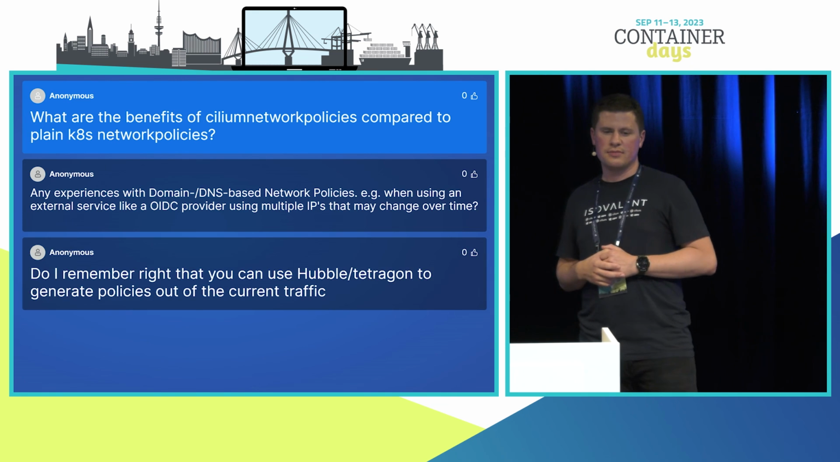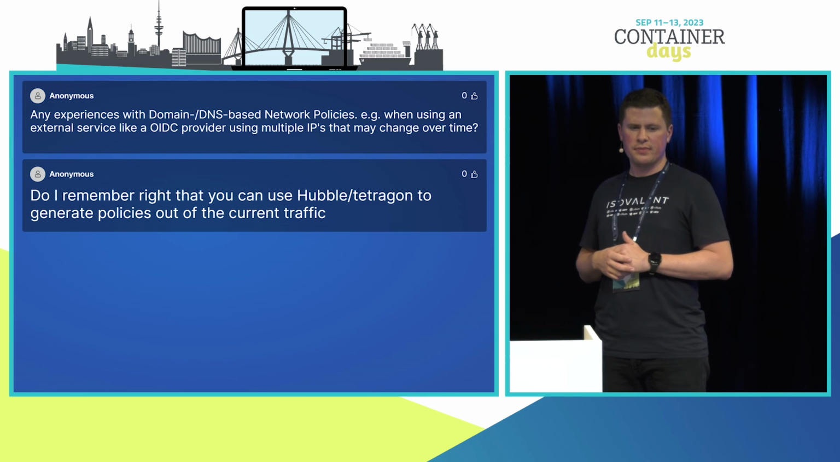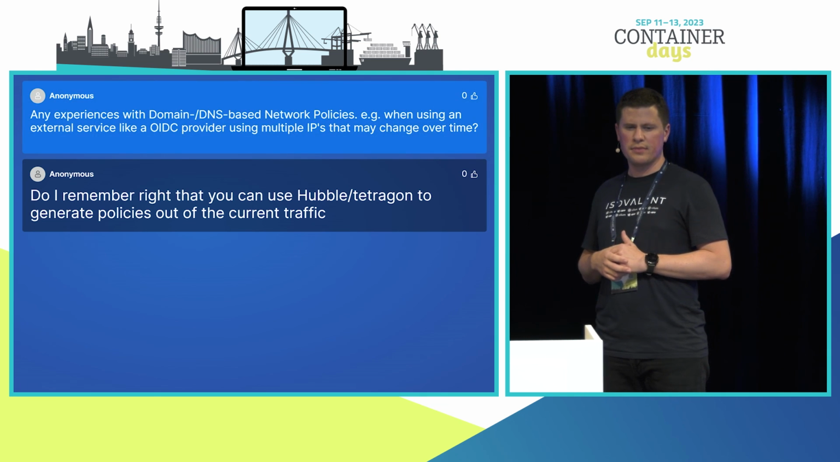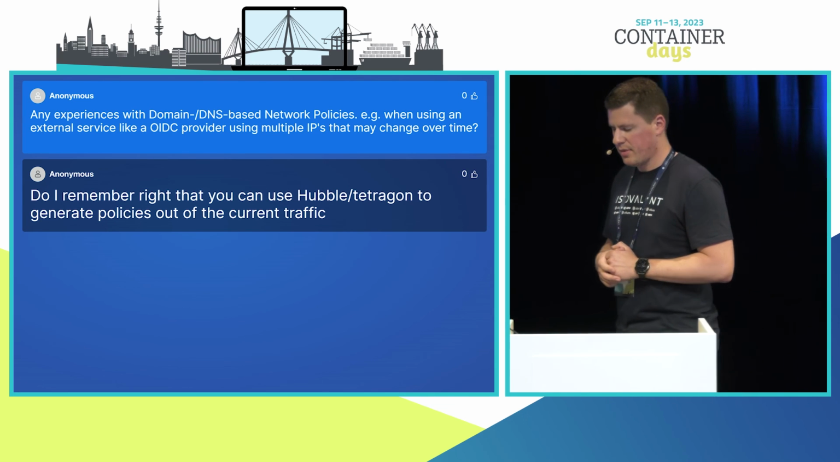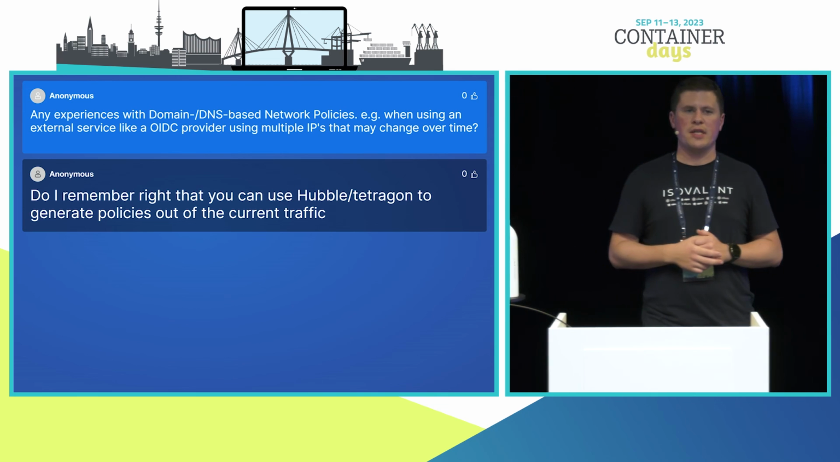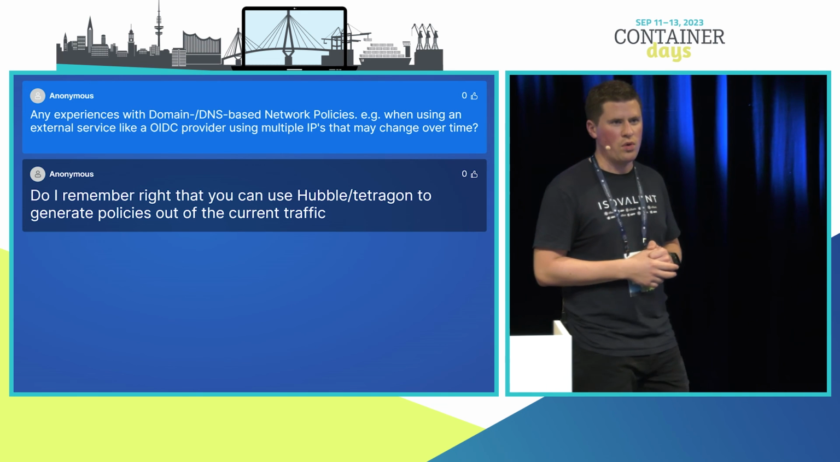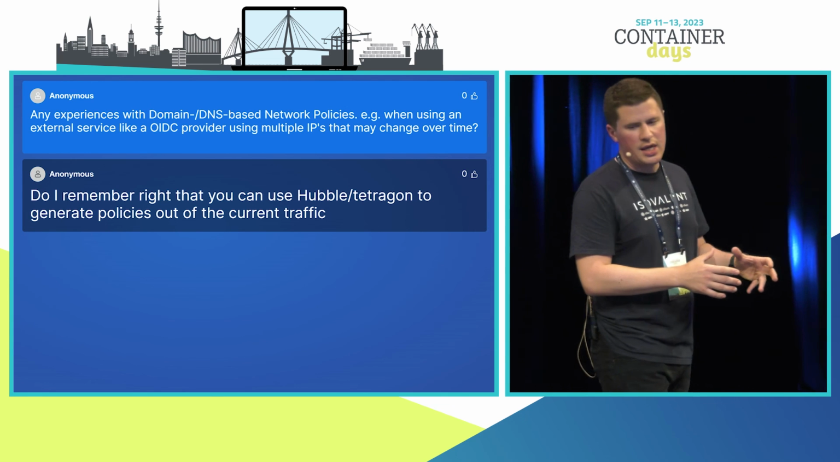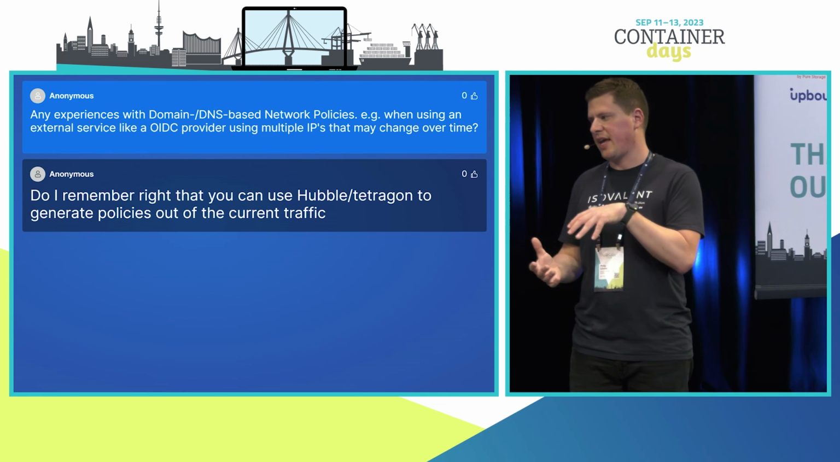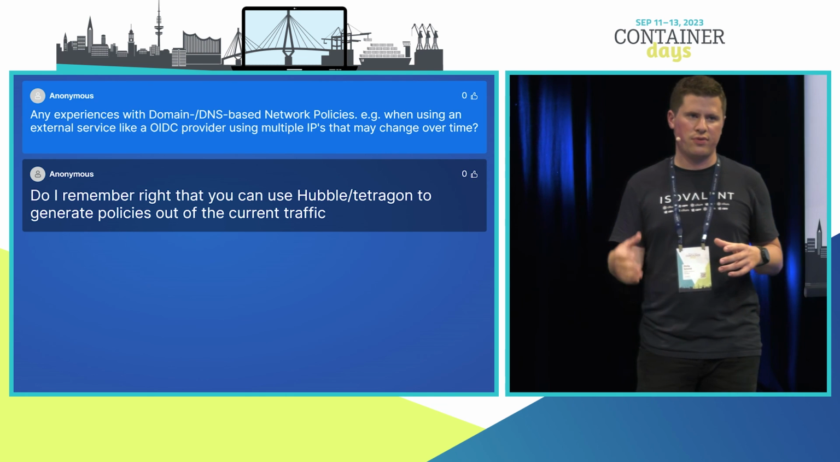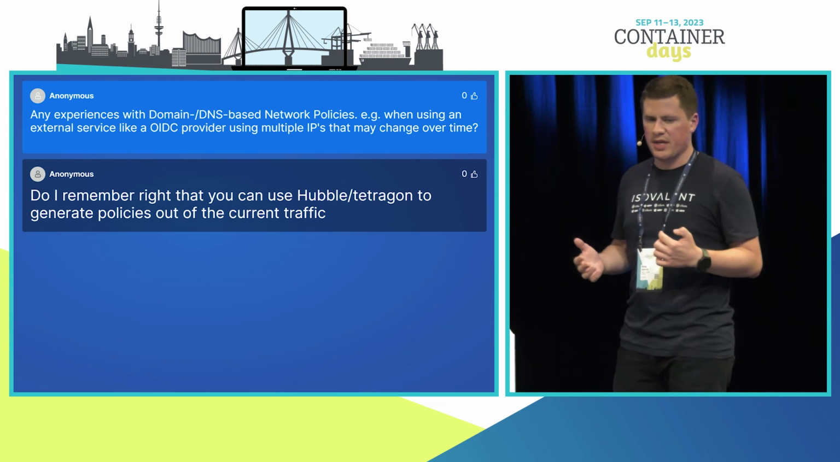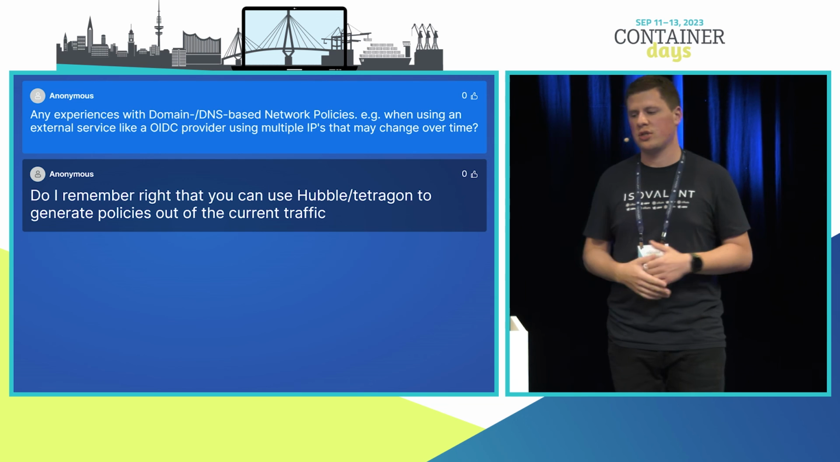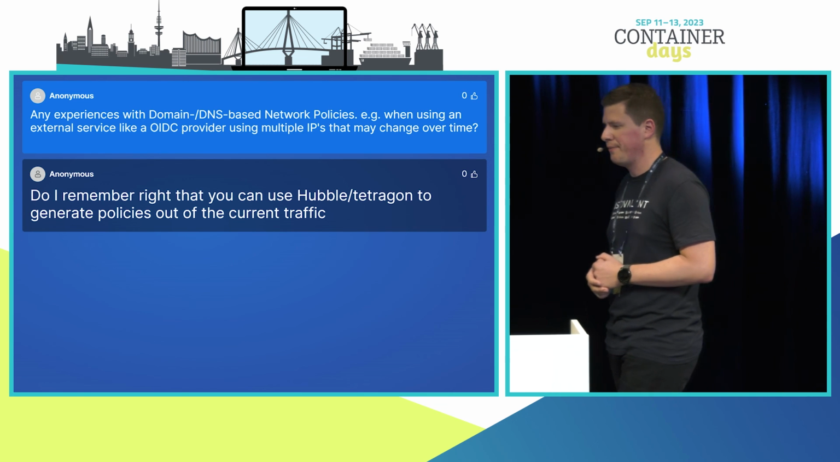Yeah, very good. The next question is, any experiences with DNS-based network policies? For example, when using an external service using multiple IPs that may change. Cilium agent caches those entries. It's also fully configurable how long you want Cilium to cache those entries. And Cilium also inspects every following DNS request from all the pods, which essentially means Cilium will get every update you might get from a changed record from an external DNS server.